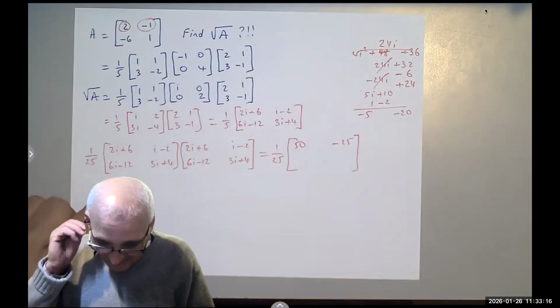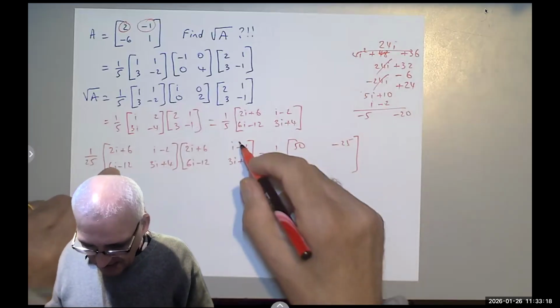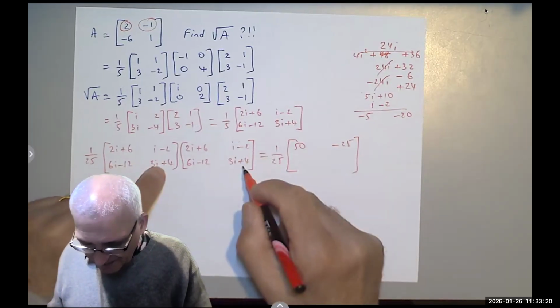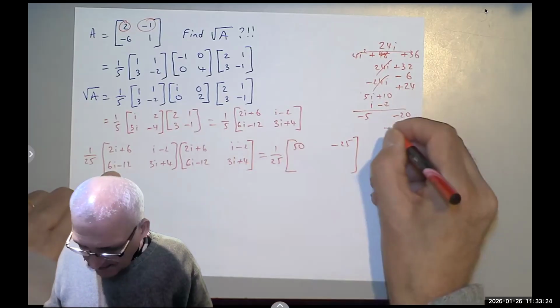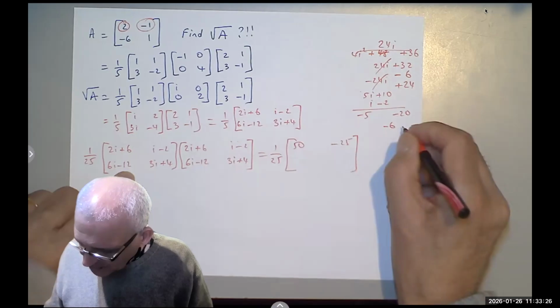Then I'm going to multiply these two and those two. So when I multiply these two, I get 6i squared plus 24.